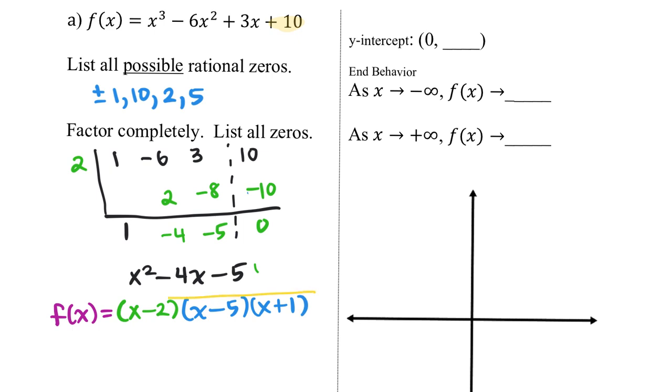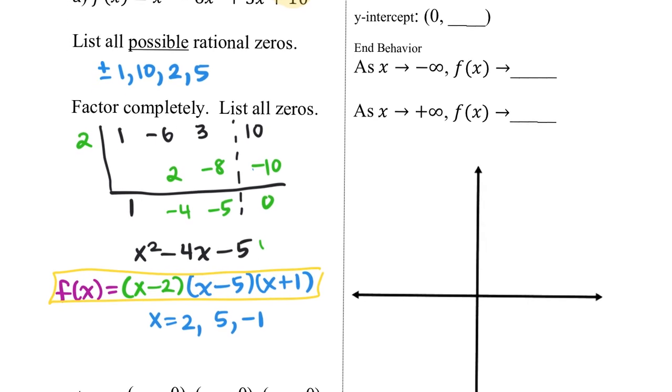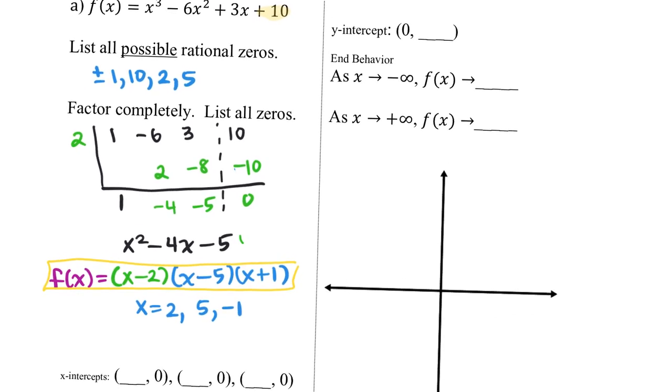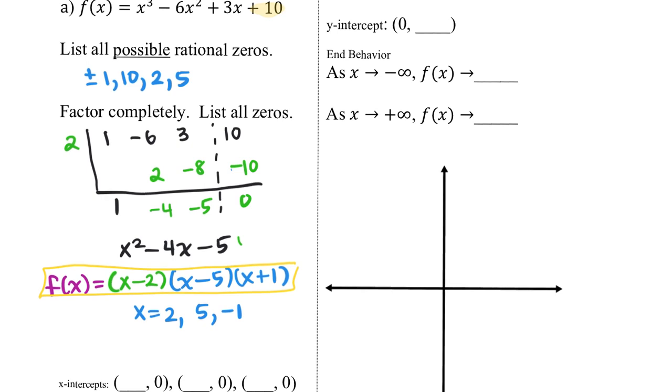What else does it tell me to do? List all zeros. Those are the x values. So x is 2, 5, and negative 1. I got 3 zeros because the fundamental theorem of algebra told me I was going to get 3 zeros. Okay, now we're going to try to graph this thing using the information. Since I got 2, 5, and negative 1 as my zeros, those are actually my x-intercepts. So my x-intercepts are (2, 0), (5, 0), and (negative 1, 0). And I think I'm going to go ahead and add them to the graph.